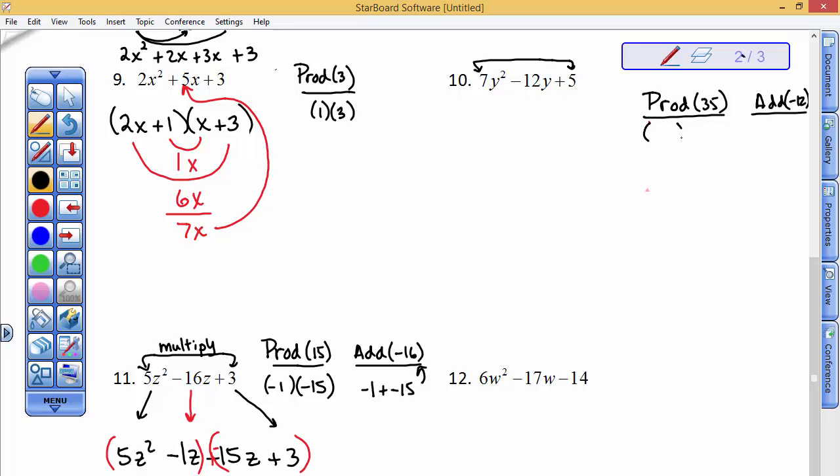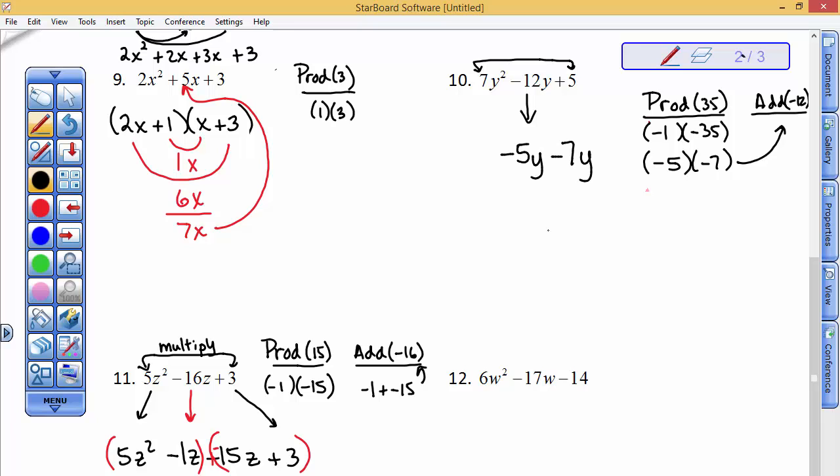And the only options for product 35 are 1 and 35, and 5 and 7. And the negative 5 and the negative 7 add to be a negative 12. So see this negative 12y? I'm going to replace that with either a minus 5y and a minus 7y, or a minus 7y and a minus 5y. It will work no matter what order you choose, always, I promise.